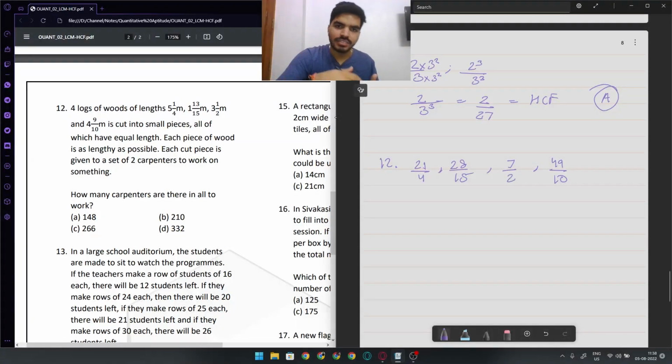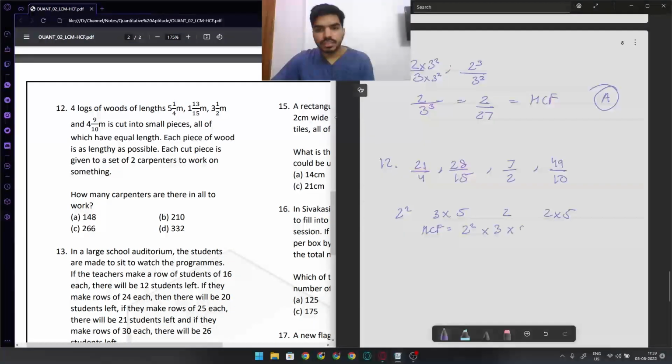That means you have to find the HCF. It is given that this is the total you have, so you will only cut them down. You can't multiply them. That is HCF. So HCF again, expansion of the denominators: 2 square, 3 into 5, 2, and 2 into 5. The HCF of denominators, keep in mind, is 2 square into 3 into 5.